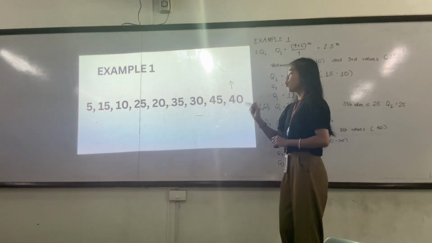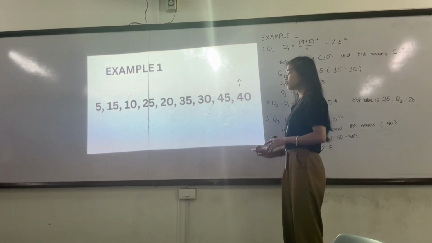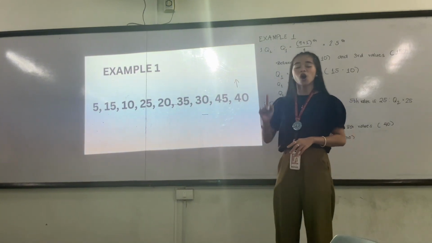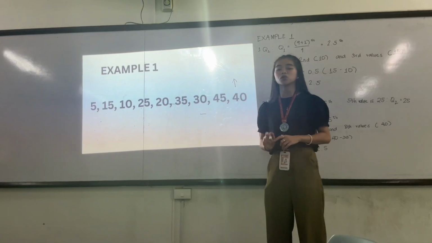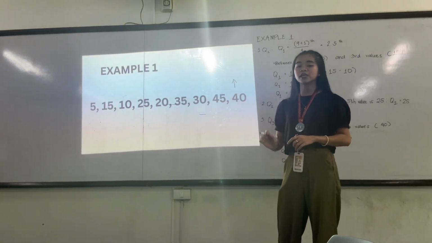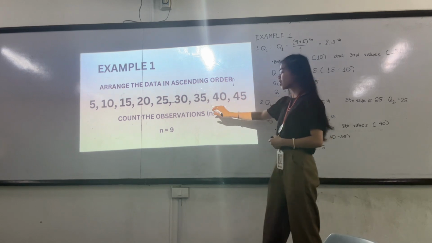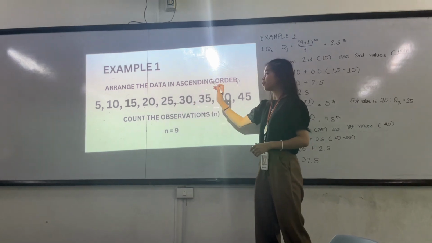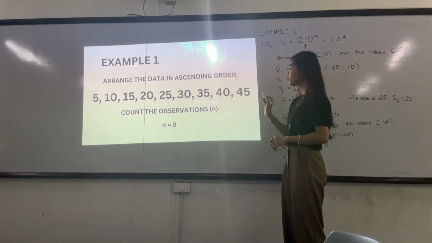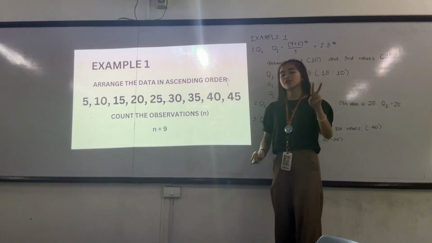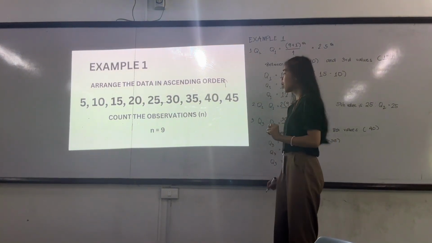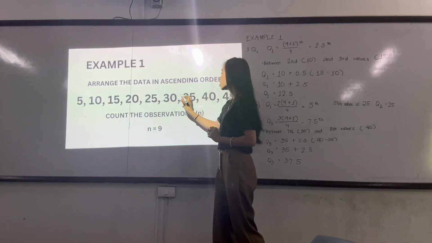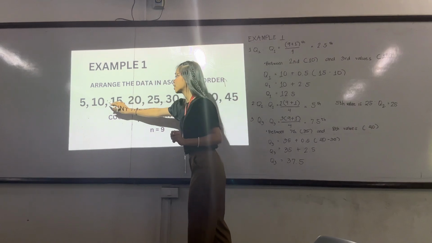Example number 1: 5, 15, 10, 25, 20, 35, 30, 45, and 40. So let us all remember that the first step that we'll be using is to arrange the data given in ascending order. Okay, so here we have the arranged data set: 5, 10, 15, 20, 25, 30, 35, 40, and 45. The second step is to count the observations. So we have n equals 9, which represents 1, 2, 3, 4, 5, 6, 7, 8, 9.